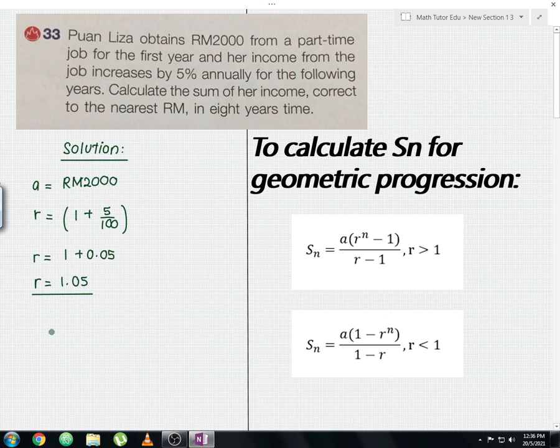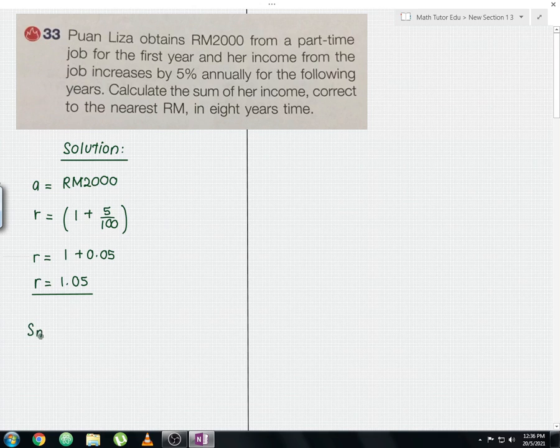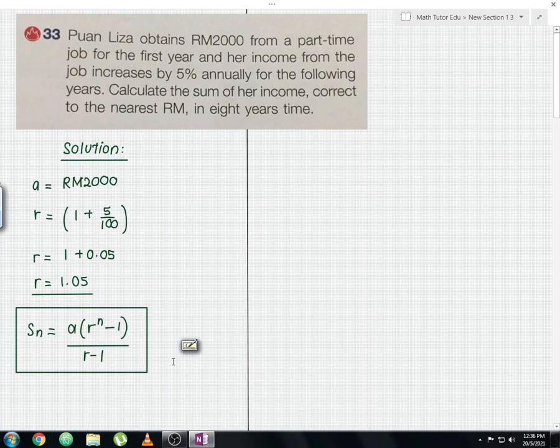Okay, let me write the formula here that we're going to use to solve this question. The sum of n will be equal to A in a bracket R to the power of n minus 1 close bracket divided by R minus 1. Let me underline the fraction and box the formula. Okay, let us continue. Since we need to calculate the sum of her income in 8 years, let me write the working over here.